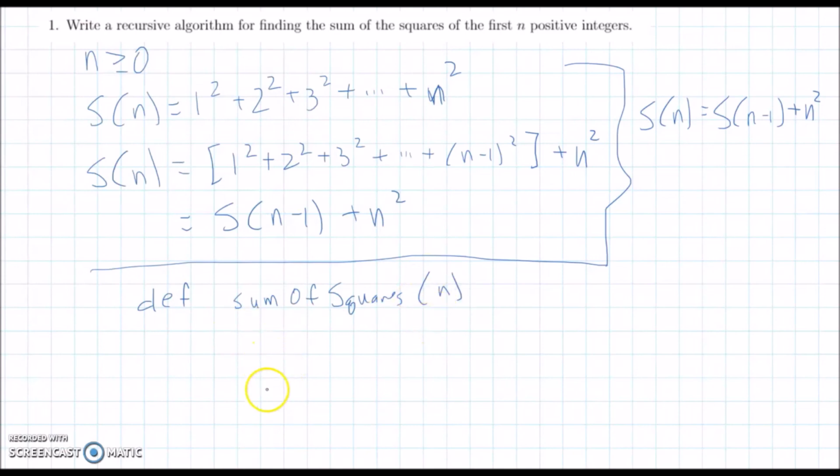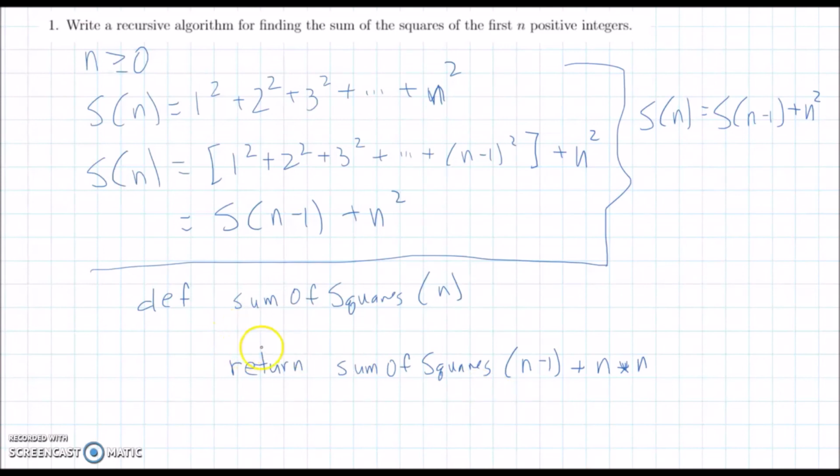and so ultimately what this is going to do is it's going to return, well, it's going to return itself, sum of squares of n minus 1, and then add to that n times n. So that's what the function is going to do. But we need to be careful because if n is 1, I'm not going to be able to count down.